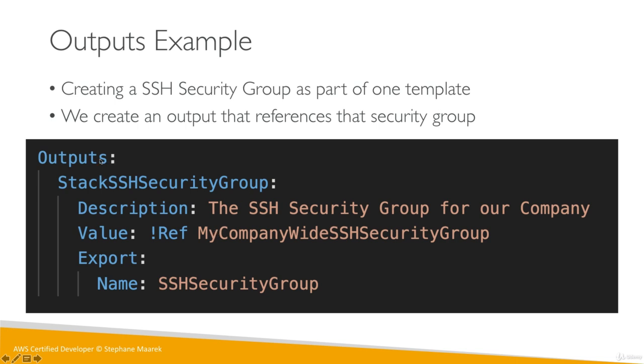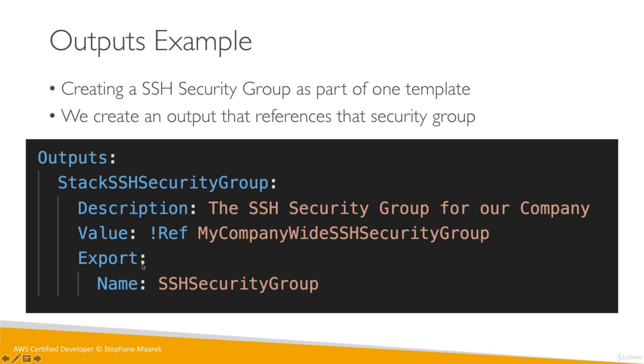We have the output section right here, and we have the name of the security group, and we have the description, so the SSH security group for our company. Here's the value, so we provide a reference of the security group that was created within the resources. And then we have to specify this export block right here. Okay, this is an optional block.